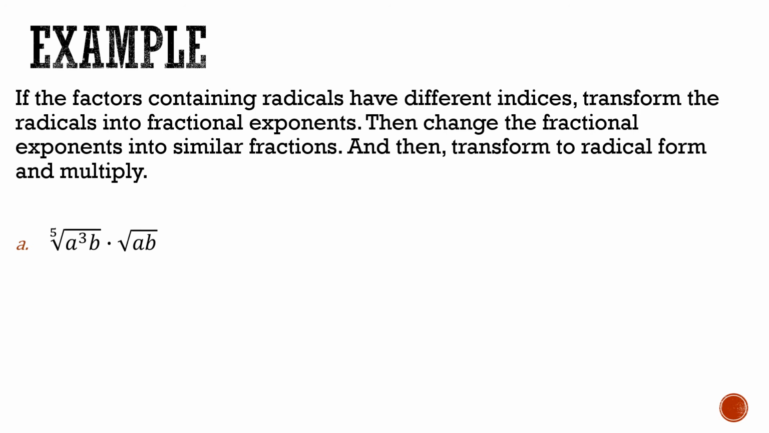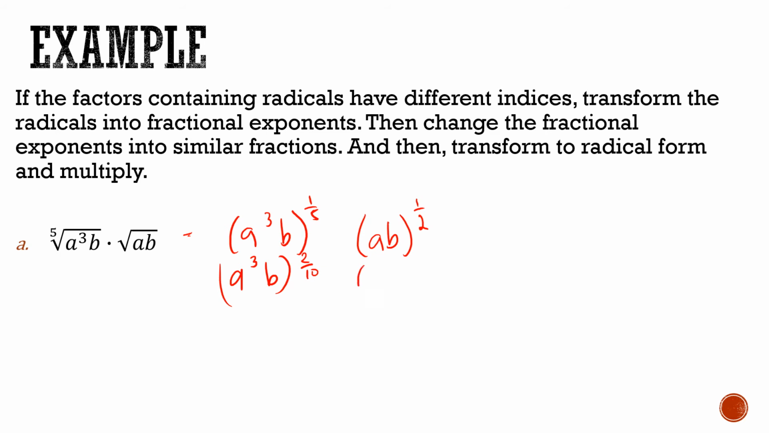So the first step is to transform the given radicals into rational exponents. So we got a cube b raised to 1 over 5 times ab raised to 1/2. The next step is to get the LCD of the two given exponents. So we got a cube b raised to, so the LCD is 10, and then divide it by 5 and multiply it by the numerator. So we got 2 over 10. Later on I'll be showing you how it becomes 2 over 10, and then the other one is ab raised to 5 over 10. So in simplifying this one, the LCD is actually 10.